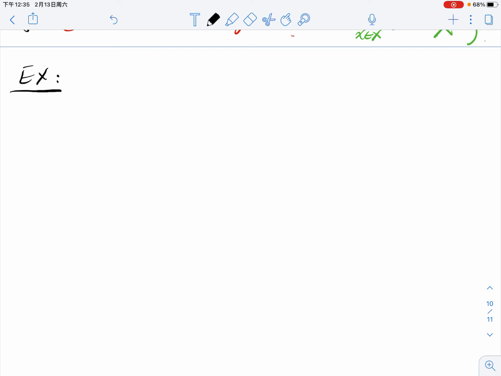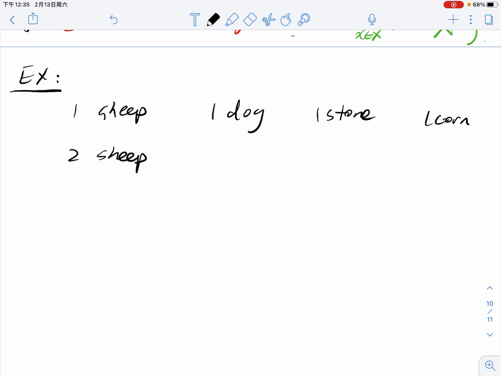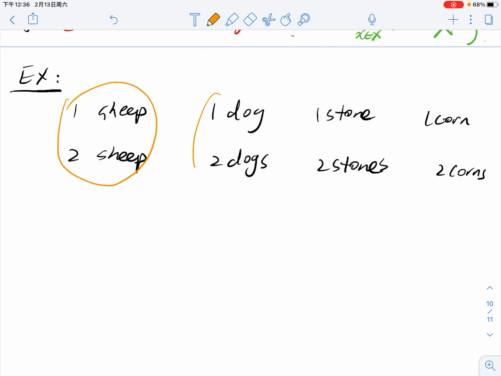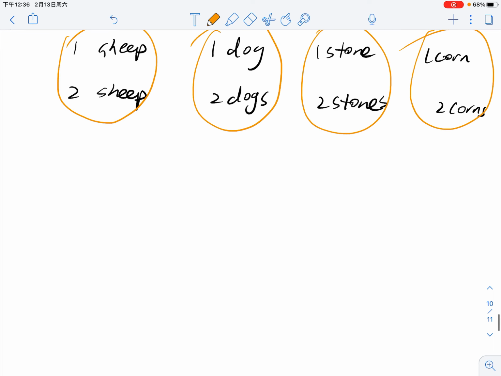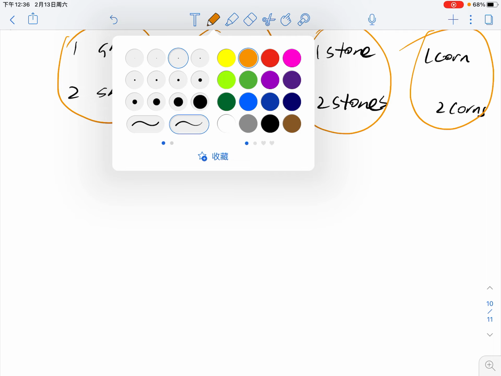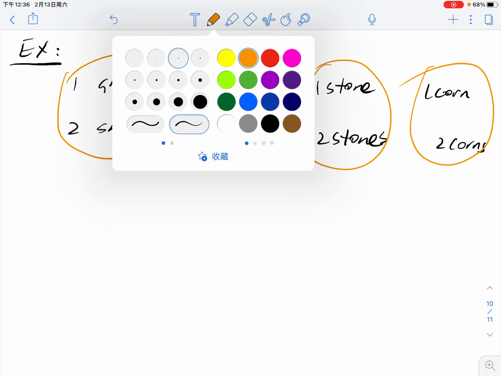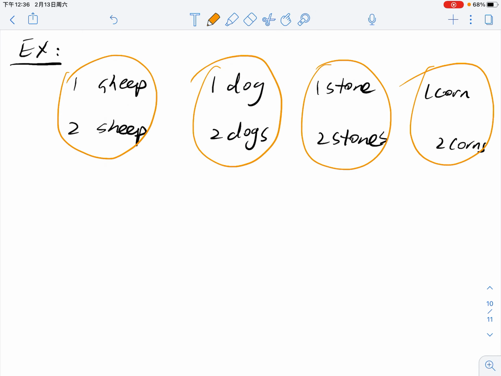Okay, I would like to say the equivalence relation is very important, because think about in ancient times, long ago, people may view one sheep, one dog, one stone, one corn as different, and one sheep is closer to two sheep. One dog is closer to two dogs. One stone is closer to two stones, two corns. So originally people viewed these pairs as closer. But then suddenly, I don't know when, people said, oh no, we should define a different relation, a different equivalence relation.